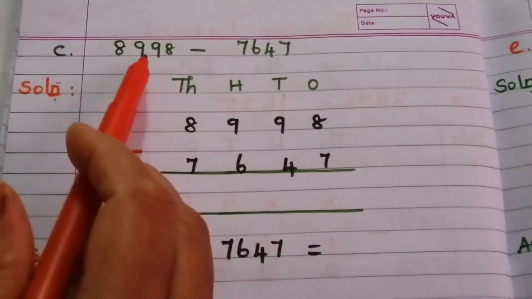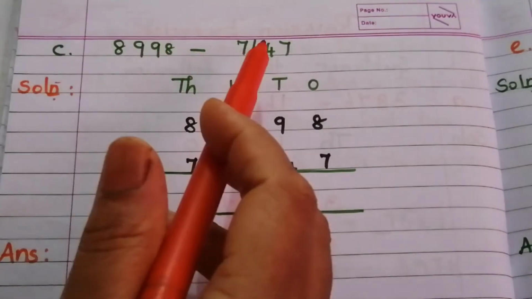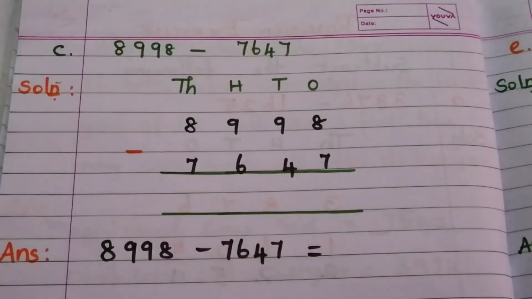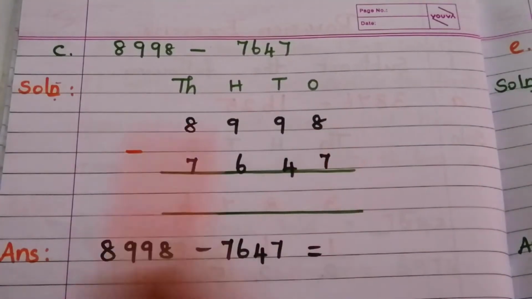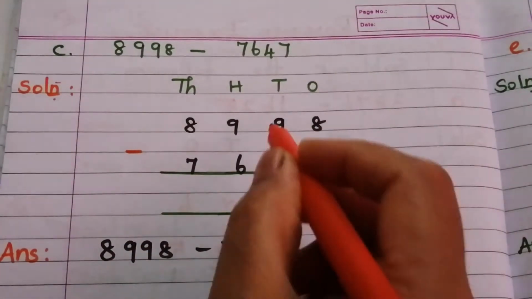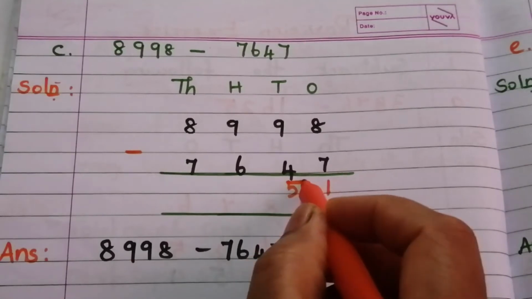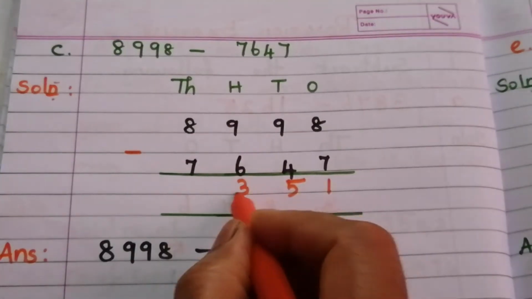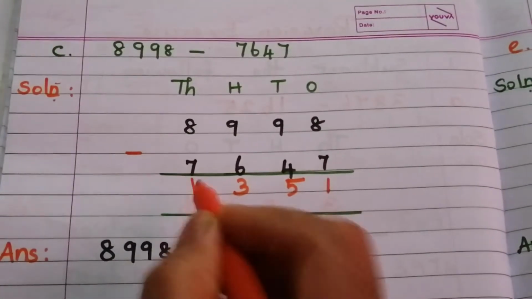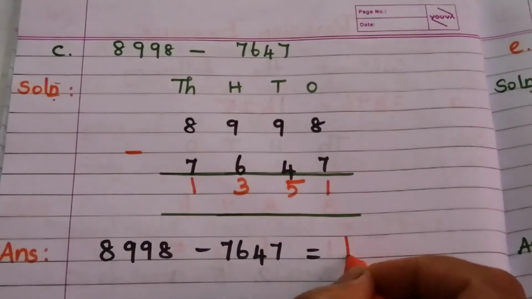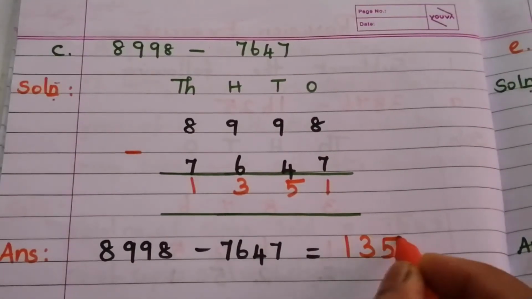C. 8998 minus 7647. Start from ones place. 8 minus 7 is 1. 9 minus 4 is 5. 9 minus 6 is 3. 8 minus 7 is 1. So the answer is 1351.